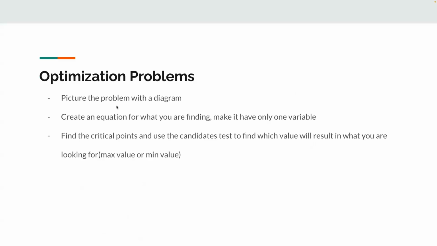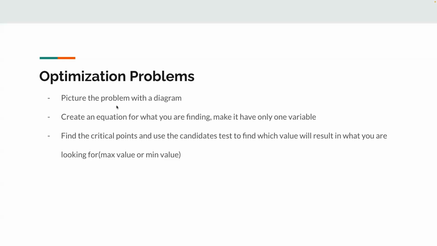Okay, now I'm going to go over optimization. In optimization problems, we essentially are given a real-world application, and then we try to find the maximum and minimum values. We try to optimize a function. So first, just picture the problem with a diagram, and then use your problem-solving skills and create an equation for what you are finding. And make sure it is all represented in only one variable.